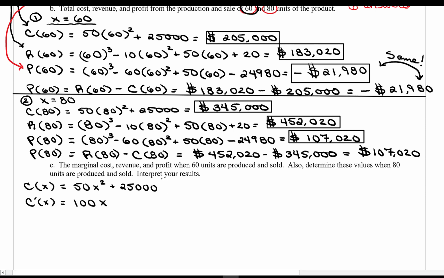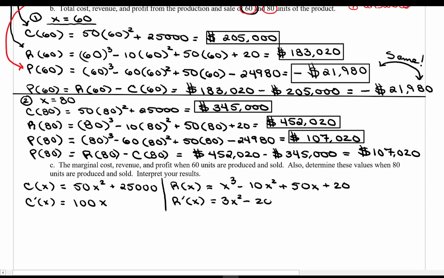I'm going to draw a vertical line segment here separating the work that I'm doing for C of x and C prime of x from R of x and R prime of x. To the right of the vertical line segment, I'm going to write R of x equal to x cubed minus 10x squared plus 50x plus 20. R prime of x is equal to 3x squared minus 20x plus 50. So that's my marginal revenue function.